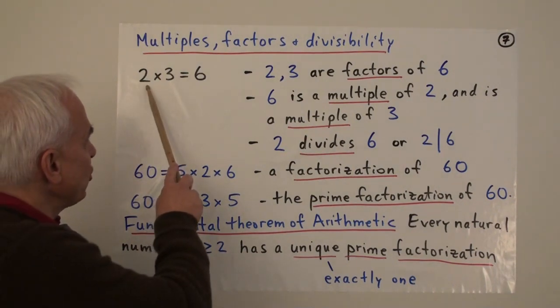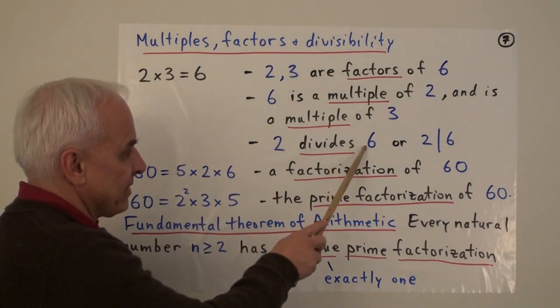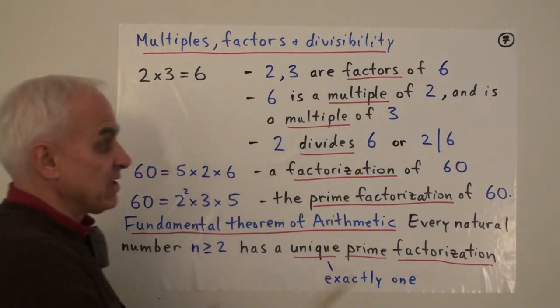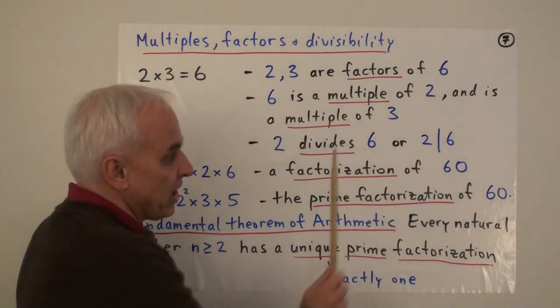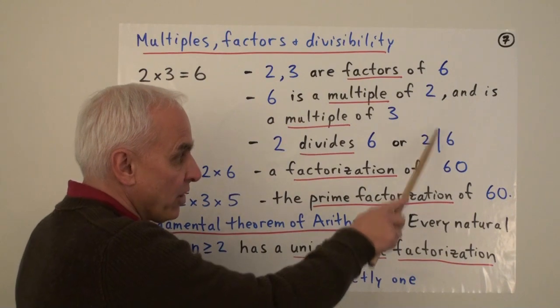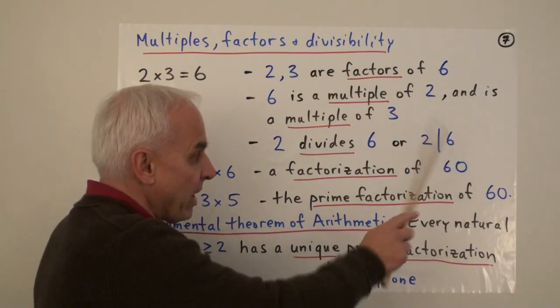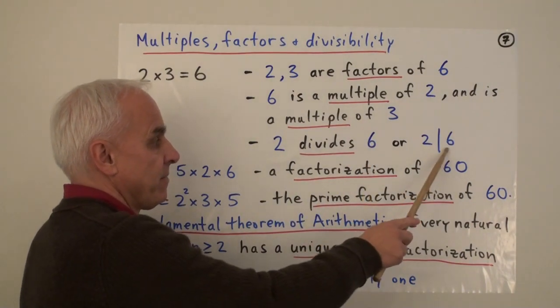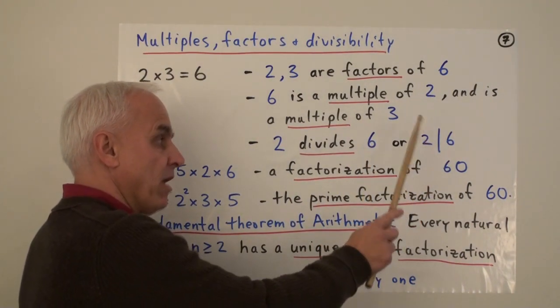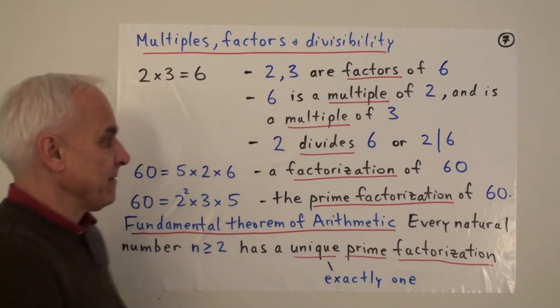We can also say that 2 divides 6. And another way of expressing that more compactly is this notation here. 2 with a long vertical bar followed by 6 means 2 divides 6. So there's some number that when you multiply by 2, you get 6.